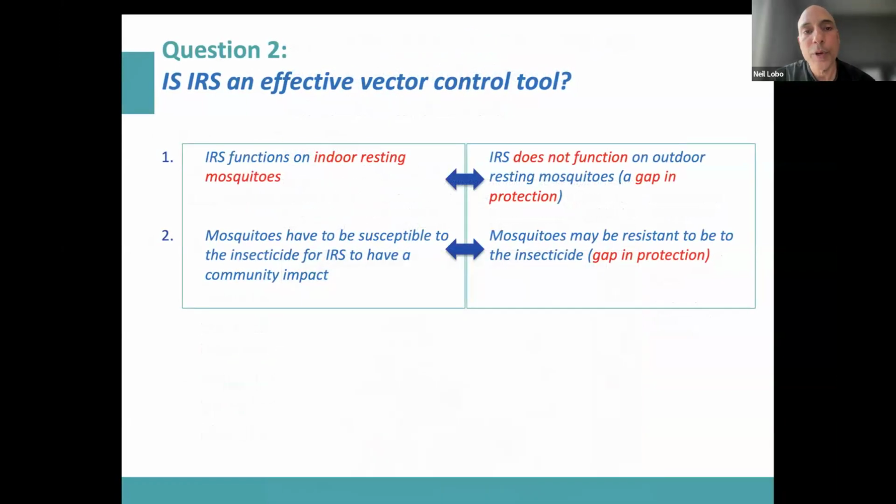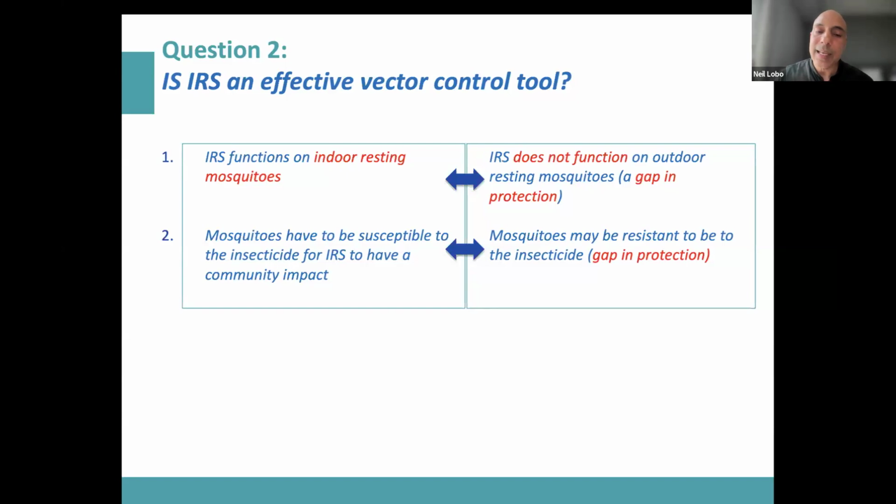The second example I'm going through very, very quickly, because I hope you can see how the logical framework works, how we work through this question. The second question they asked, because they had IRS for a long period of time, is: is IRS an effective vector control tool at our site? IRS works on indoor resting mosquitoes. IRS does not function on outdoor resting mosquitoes, correct?